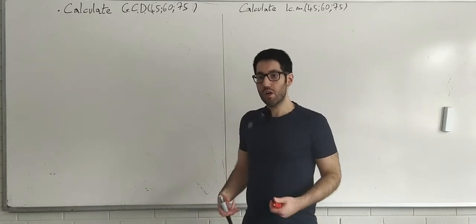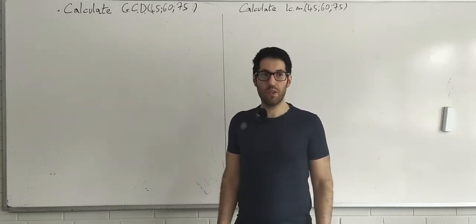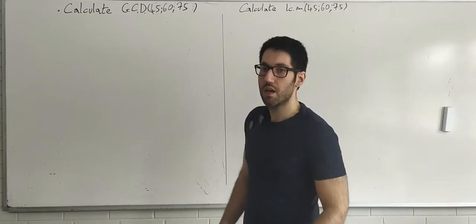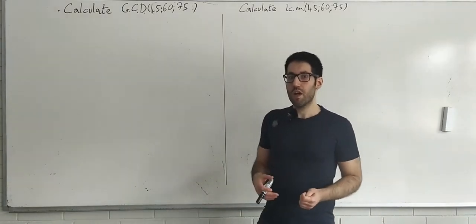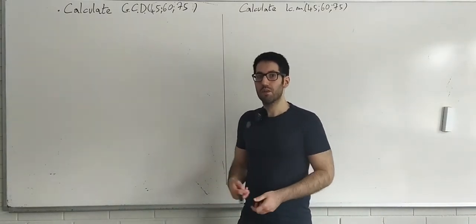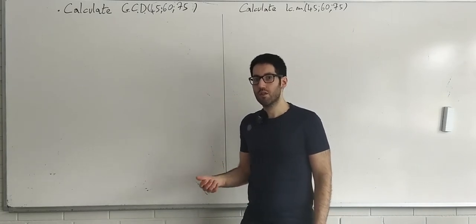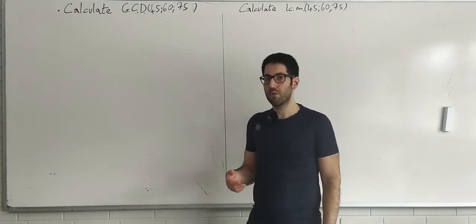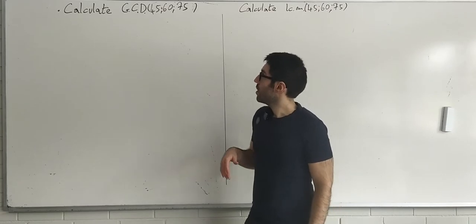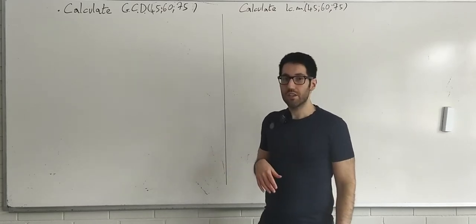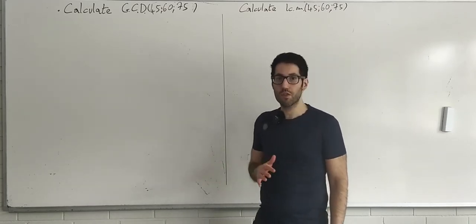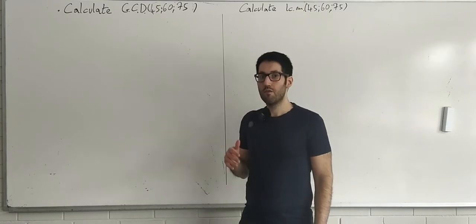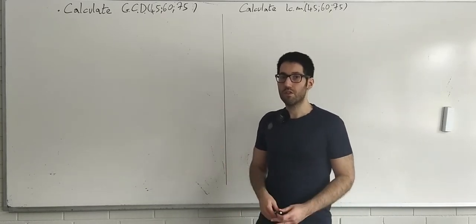Welcome. We're gonna try to make the exercise a bit harder, and we're gonna see what happens when we have a triple of numbers that we want to calculate the greatest common divisor and lowest common multiple of. So we have 45, 60 and 75, but the first step is always the same. We have to factorize with prime numbers these three numbers.